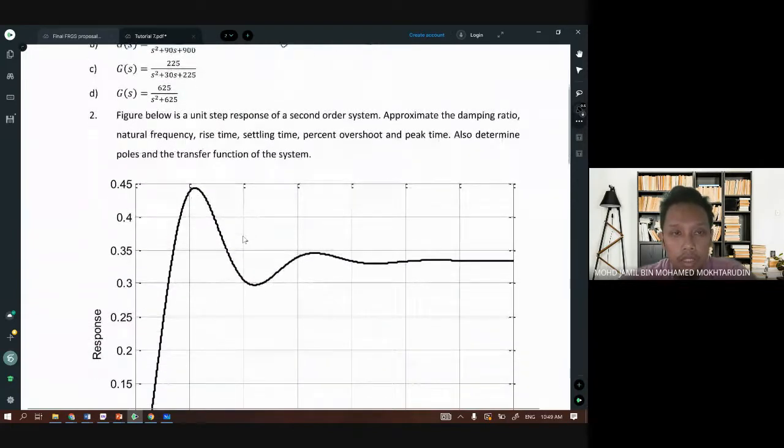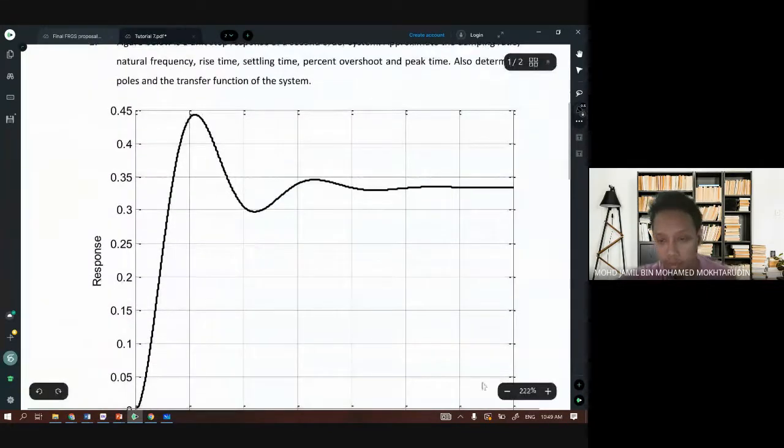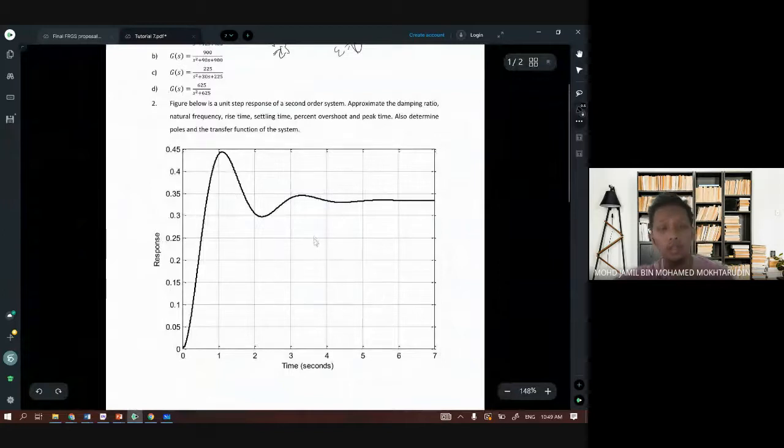Okay, so let's look at question number 2. Okay, the figure below is a unit step response of a second order system. So this is a time response of a second order system under unit step input. So the question asks, approximate the damping ratio, natural frequency, rise time, settling time, percent overshoot, and peak time. Also determine the poles and the transfer function.